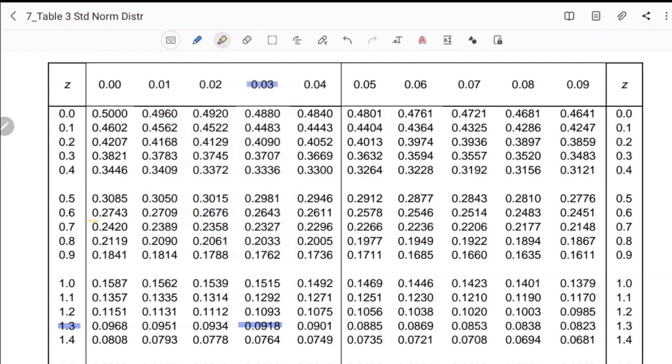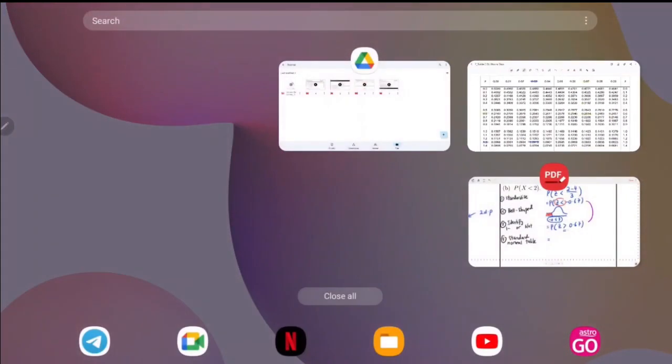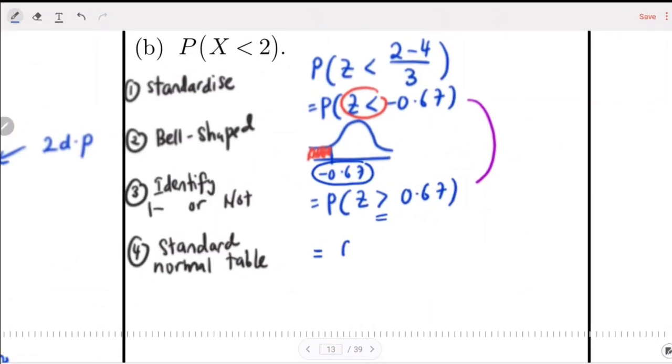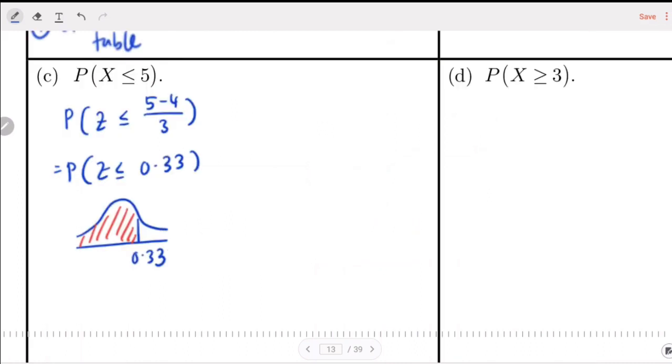So take a look at 0.6 here, and then the second decimal would be up there, 0.07. So here is the value, 0.2514. C, probability for x less than equal to 5.